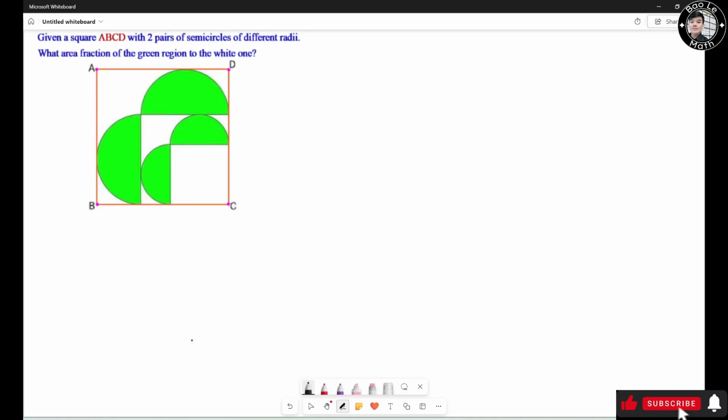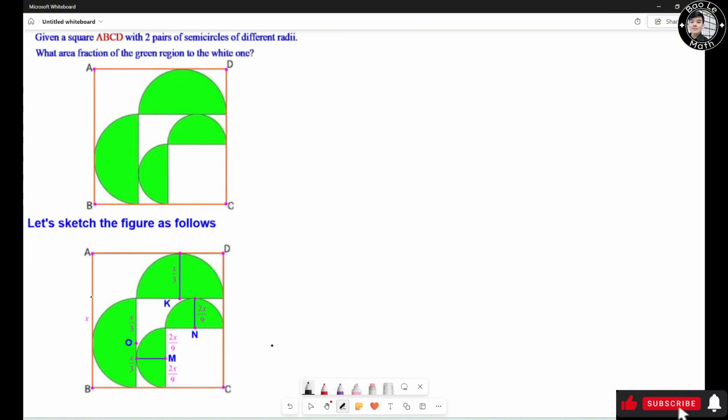Hello everyone, in this video we're going to learn how to solve this challenging geometry problem. Given a square ABCD with two pairs of semicircles of different radii, what is the fraction of the area of the green regions to the white one? Now let's draw the picture as follows.